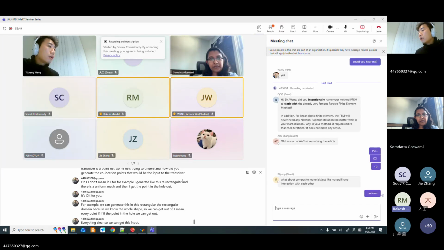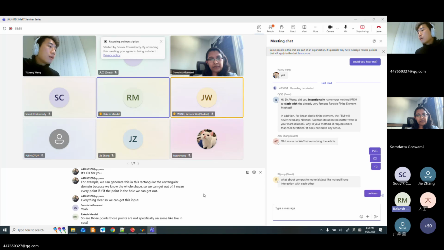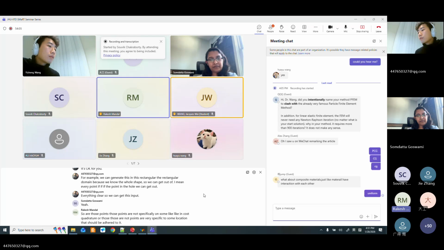So are those points not specifically on some, like in Gauss quadrature, those are not points very specific to some location that should be adhered to? It is random points.